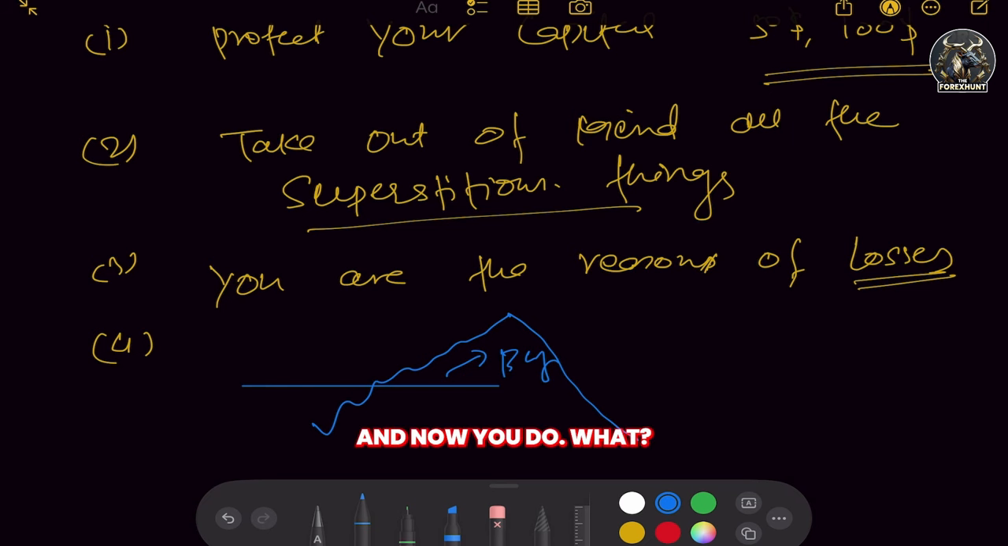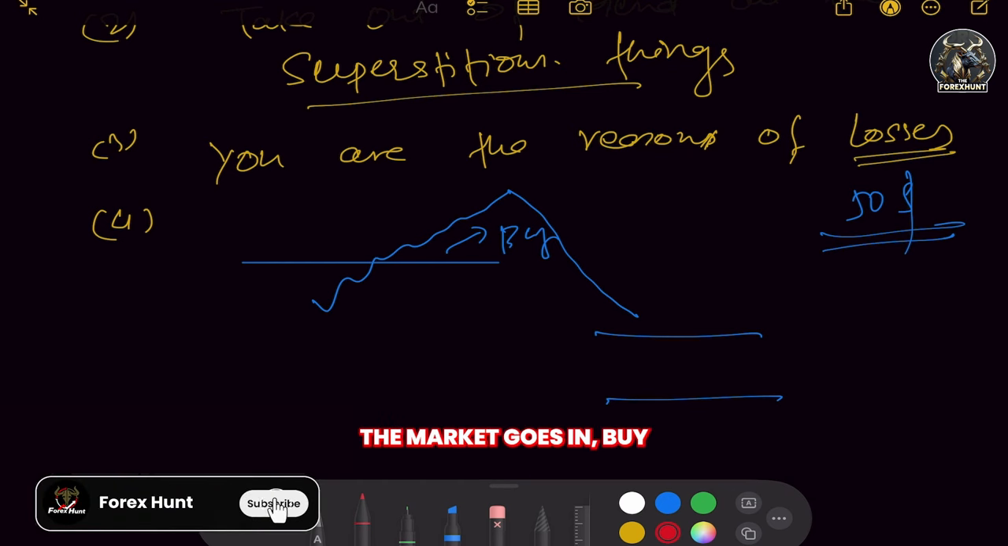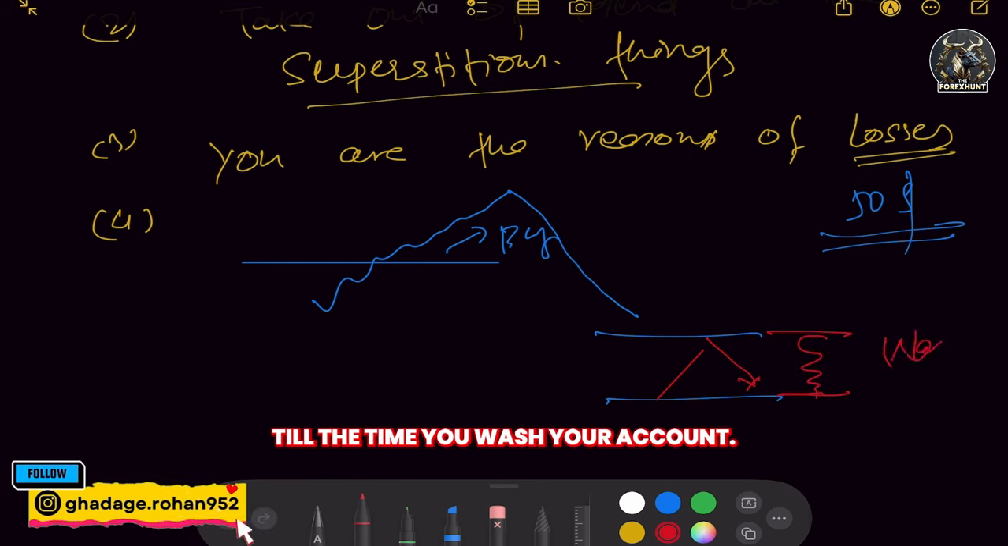And now what do you do? You say the broker is keeping an eye on me. Whenever I buy, the market goes in sell. Whenever I sell, the market goes in buy. Whenever I do both things in a $50 account, only a $50 account, you do a buy, you do a sell. When you sell, the market goes in buy, and when you buy, the market goes in sell. And it ranges in between till the time you wash your account.